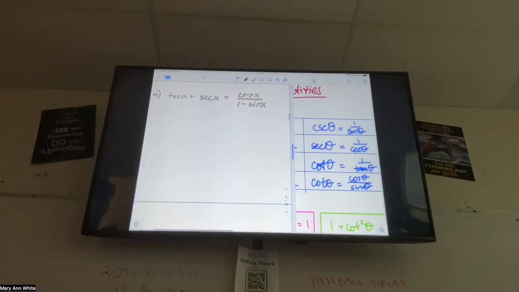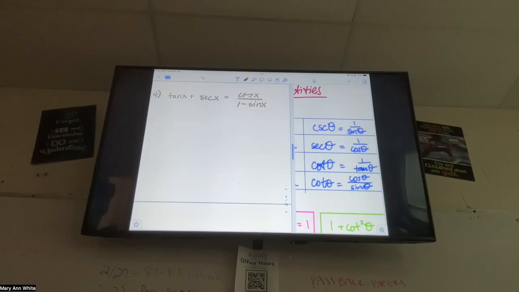If I have this right side, well, remember on the homework how you multiplied by 1 plus sine on something? Do you remember why you did that? I think it was to get it on top, so I could cross multiply. Yeah, that's a good thought.